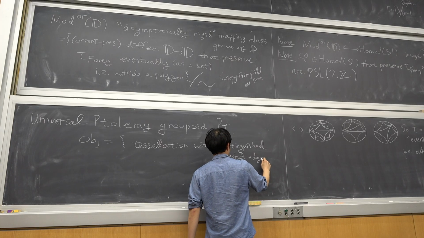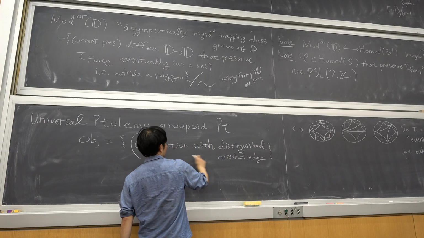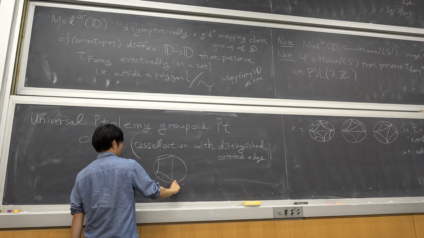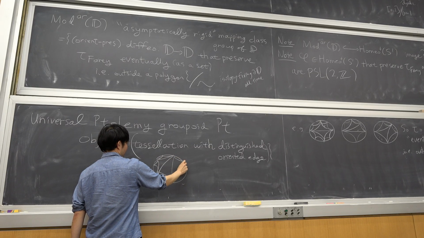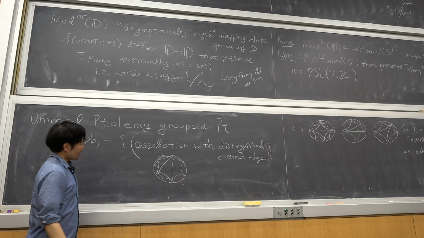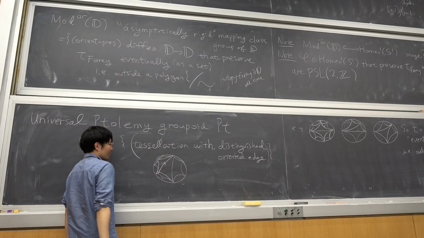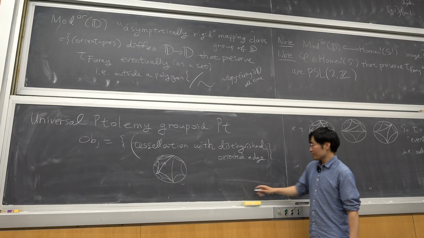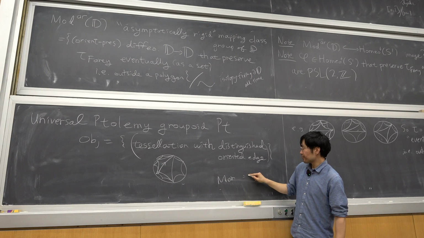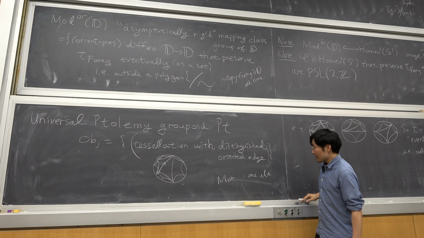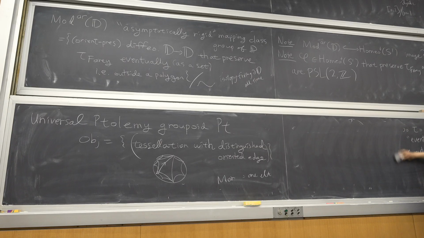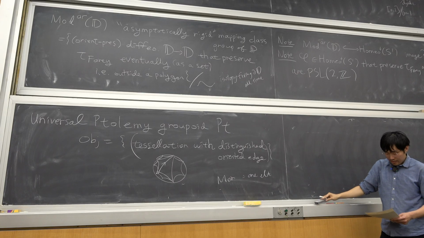By this I mean, you choose not just a tessellation that's the same as Farey outside a finite polygon. You choose one edge with an orientation. That's a marking. And still, the morphism for any two objects is just one element. And then there is this action of the asymptotically rigid mapping class group acting on this groupoid.